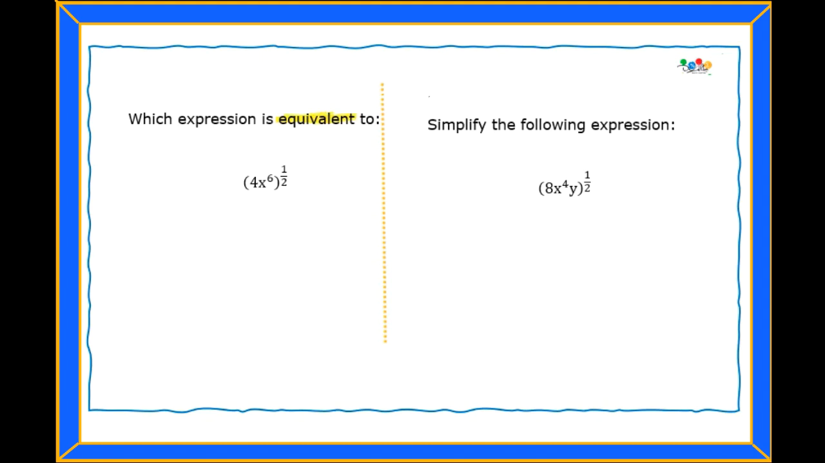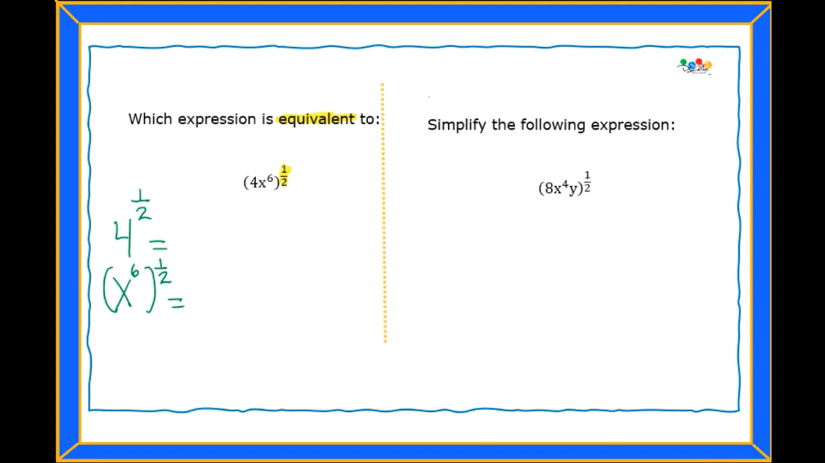Okay, so let's see if we can understand the question. First of all, there is an exponent outside the parentheses. Be careful with that. Anytime there's a parenthesis and an exponent outside, it means that everything inside the parenthesis needs to be raised to that power. Therefore, 4 needs to be raised to the half power, and x to the 6th power also needs to be raised to that power.